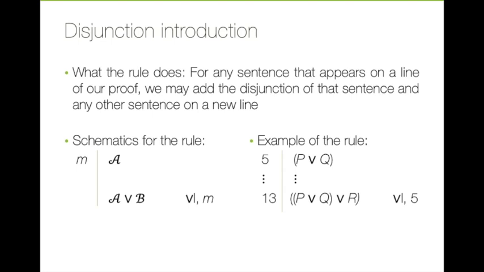The idea behind this rule is that if we can show some sentence follows from our assumption, then we should know that that sentence or any other sentence will also follow from our assumptions. After all, remember that a disjunction is true as long as one of the disjuncts is true. So if we can prove one of the disjuncts given our assumptions, that's enough to accept any disjunction that has that sentence as one of its disjuncts.